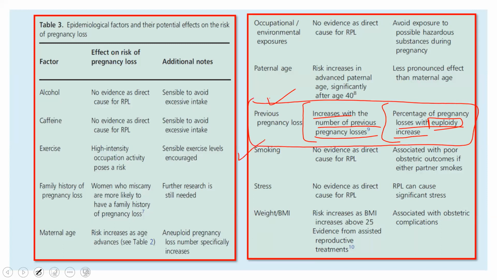So how about smoking? Smoking itself has no evidence as a direct cause of recurrent pregnancy loss. However, it is associated with poor obstetric outcome if either partner smokes. Either partner. Interesting, isn't it? So earlier we used to say that active smoking is bad, but now passive smoking is also bad. All right.